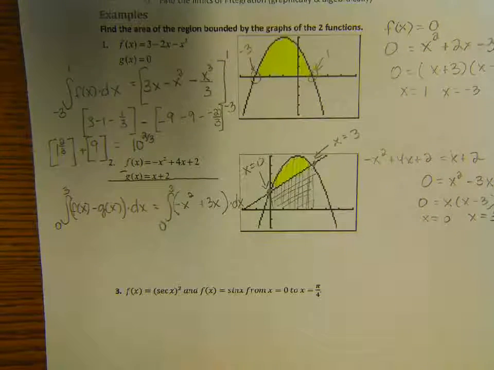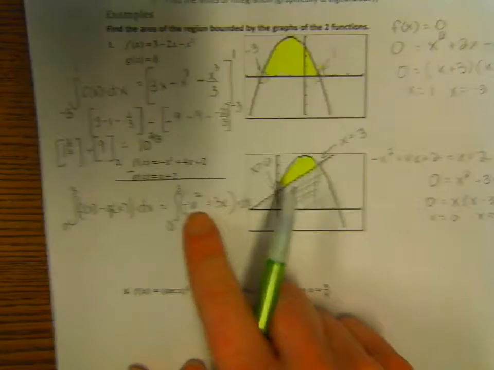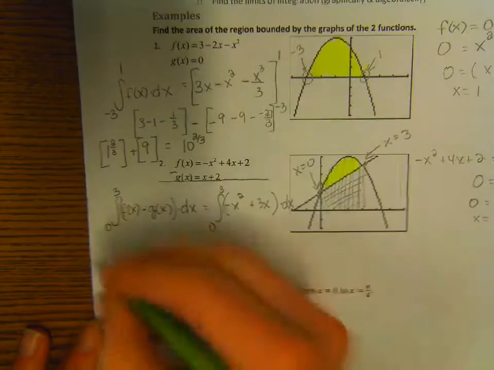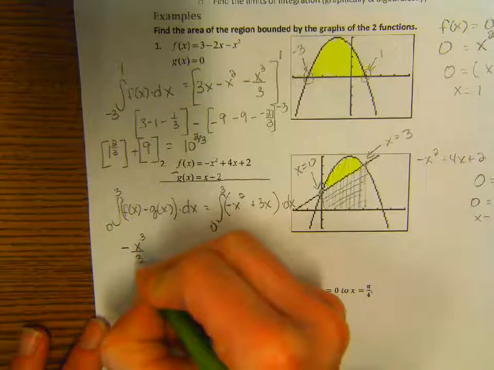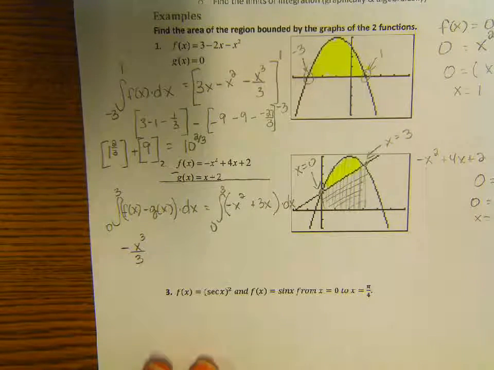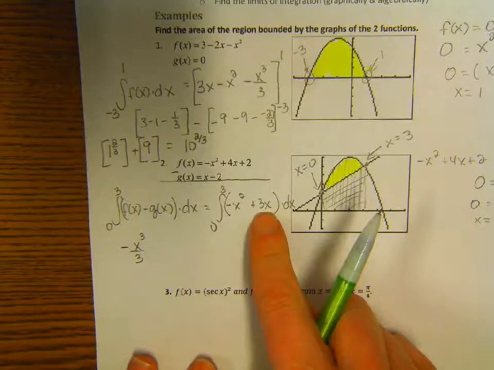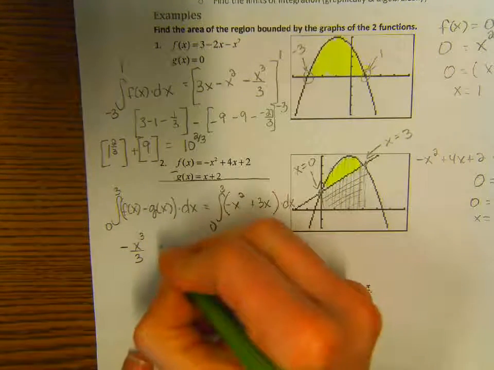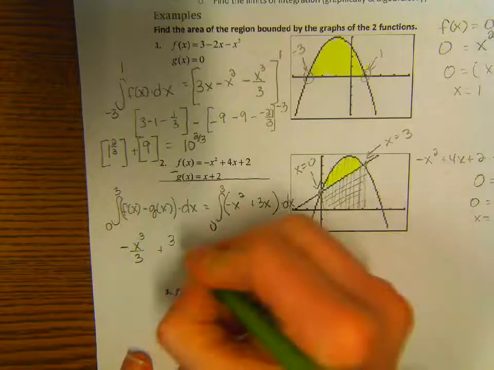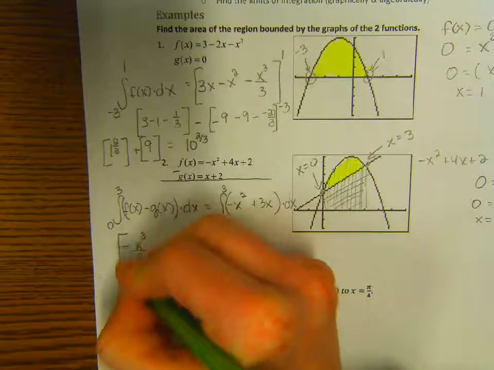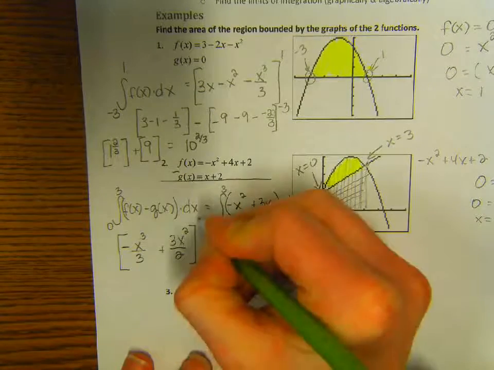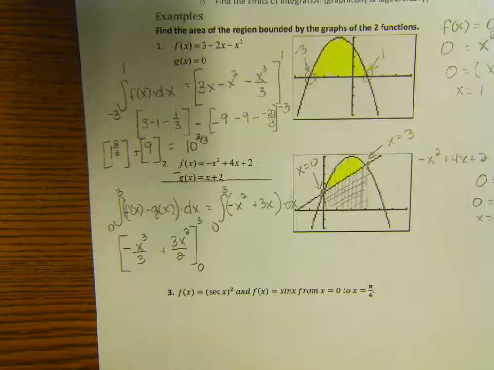So now I have something that's going to be less time consuming rather than integrating both of those other things. What's the antiderivative of negative x squared? Negative 1/3 x cubed, or negative x cubed over 3. And how about 3x? 3 over 2 x squared. Like, at least we only have to do 3, because what's going to happen when I plug in 0?